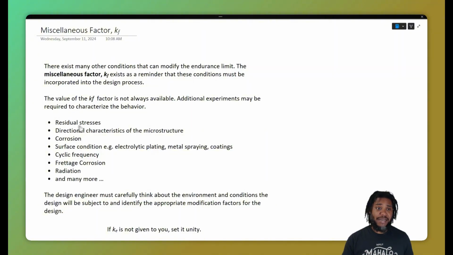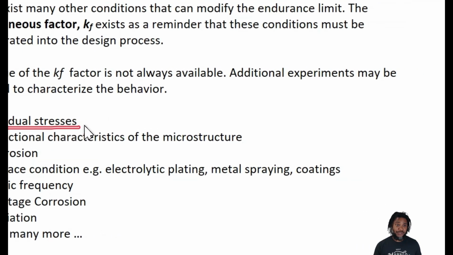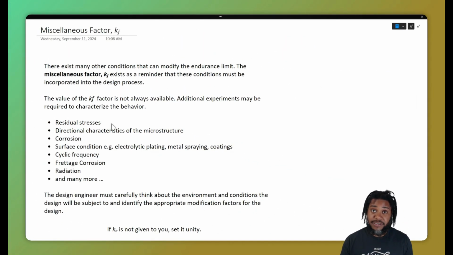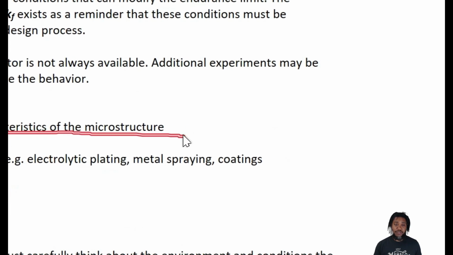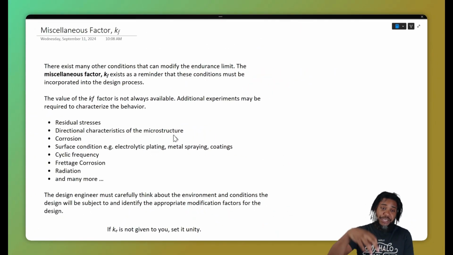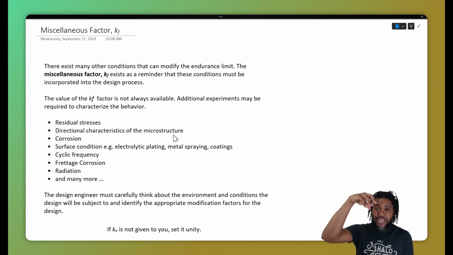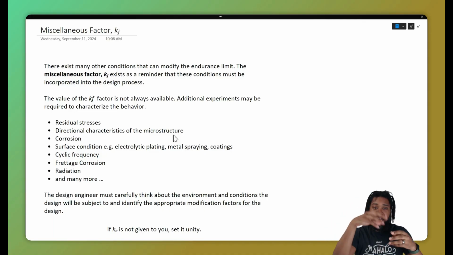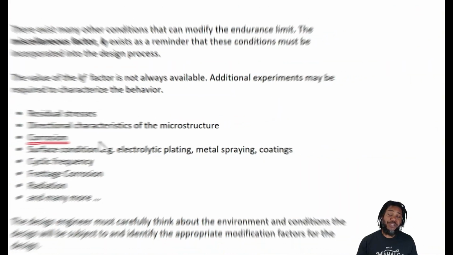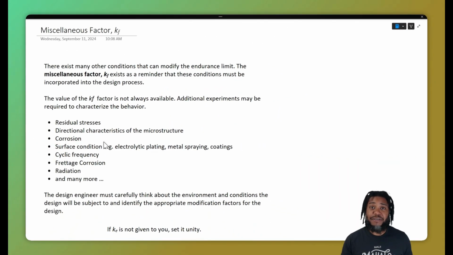Some examples of factors are things like residual stresses or as-built defects in additive manufacturing. Things like directional characteristics of the microstructure. In 3D printing and metal 3D printing, you can have elongated grains that change the strength depending on how you're loading your part. Some materials have poor corrosion resistance. And so if they're in a corrosive environment, which lowers the barrier for surface defects, you can have a lot faster fatigue, crack growth, and failure.